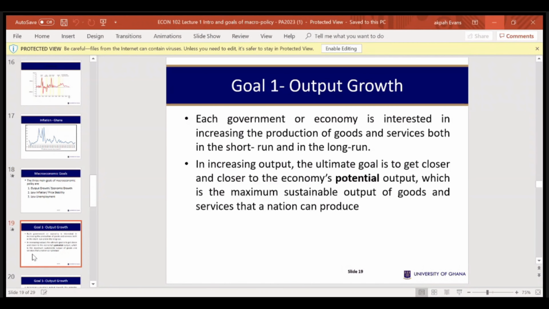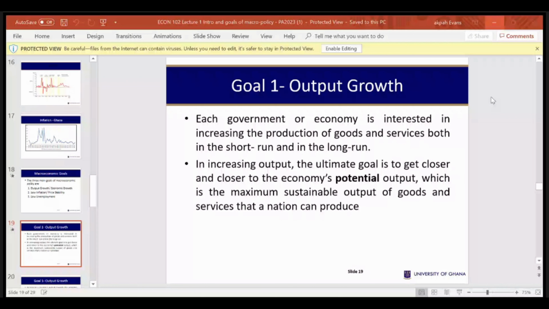All right, so we move on to at least explaining the various goals, output growth. But how do we even do output growth? Each government or economy is interested in increasing the productivity of goods and services, both in the short run and in the long run. Now, in increasing output, the ultimate goal is to get closer and closer to the economy's potential output, which is the maximum sustainable output. So we have what we call actual output and potential output.